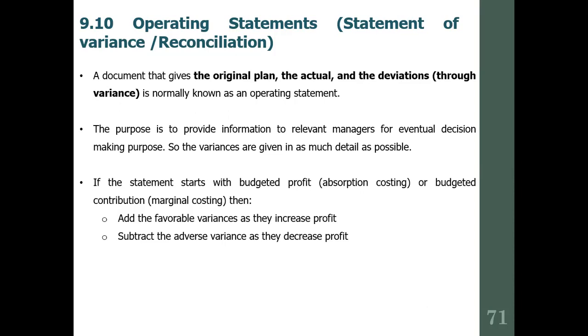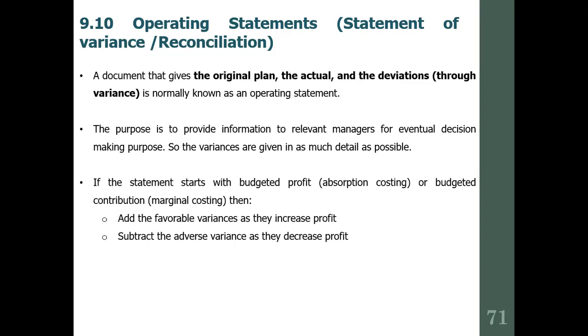So we are trying to put the variances in as much detail as possible. If it is a sales variance, we may take the sales volume variance and also the sales price variance. If it is an expenditure variance, we may put it as the expense variance and also the efficiency variance. So we try to provide them as detailed as possible, so then the managers are in a better position to make a decision based on that.